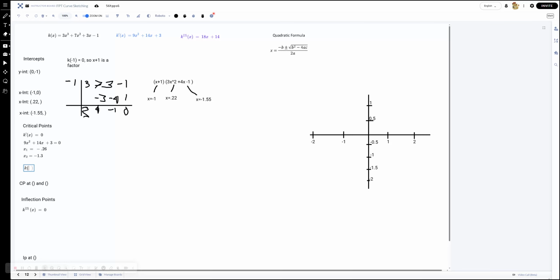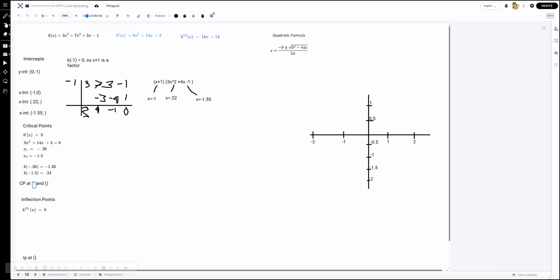Now we need to find out where these points are on the actual function. So we plug these x values back into the actual function. So let's do that. k of -0.26 is approximately -1.36. And if we do that for the other x value, k of -1.3 is approximately 0.34. So now we know where our critical points are.